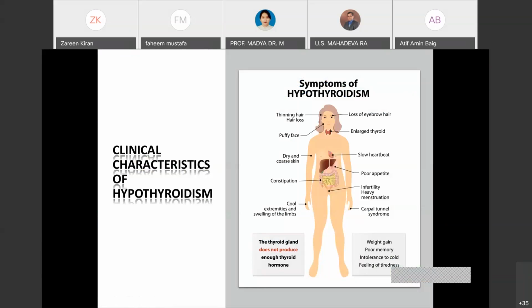We are all quite aware and have already gone through the symptomatology and clinical presentation of hypothyroidism. Professors have explained it very well. Obviously hypothyroidism leads to poor appetite, carpal tunnel syndrome, puffy face, myxedema features, and weight gain. These are all of clinical interest for clinicians to look at.